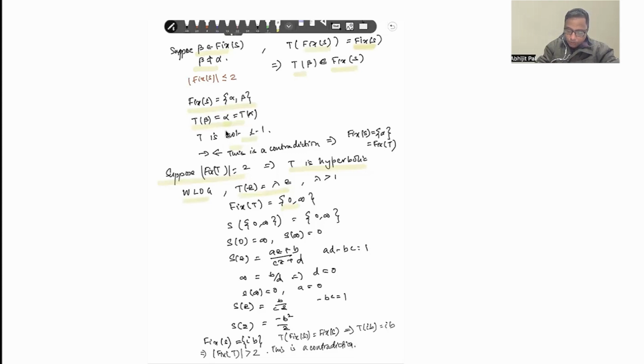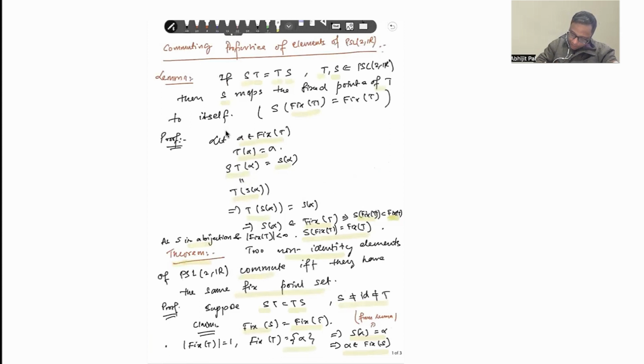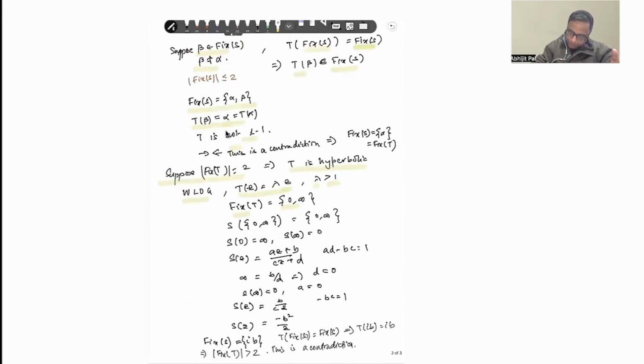And F T F inverse will be of the form z goes to lambda z. So we'll work with that conjugate. Therefore, without loss of generality, we can assume that T z is equal to lambda z, and also we can take this lambda to be greater than 1. So the fixed point set of T is equal to {0, infinity}. And now S takes the fixed point set of T to the fixed point set of T. Let me recall, we are assuming that S T equals T S. So from this lemma, S of the fixed points of T is equal to the fixed points of T. So S of {0, infinity} will again be the set {0, infinity}.